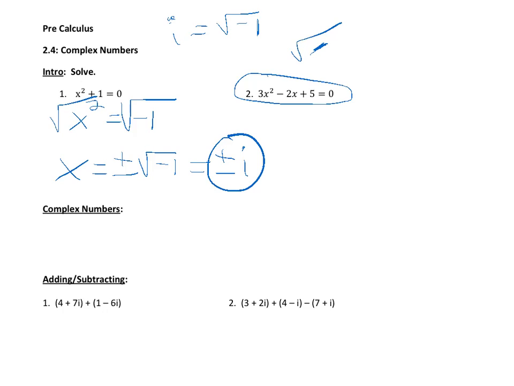So see if you can do number 2. Use the quadratic formula, and you can pull the negative out, and it'll be replaced with this right here, the i.